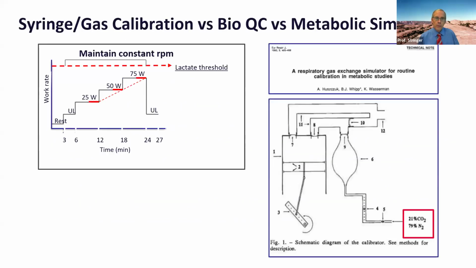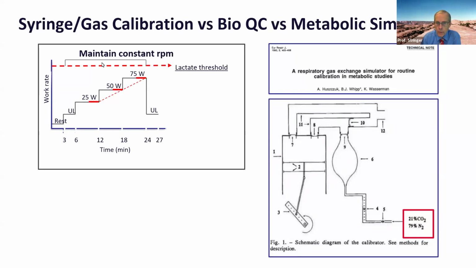Okay, so there was a question about biological calibration versus a metabolic simulator. And so they're both trying to get at the same question, which is how do I make sure that my system is accurate? So on the left up here, you have a protocol where you're actually doing 3 minutes of rest, 3 minutes unloaded cycling, and then 25 watts for 8 minutes, 50 watts for 6 to 8 minutes, and 75 watts for 6 to 8 minutes.